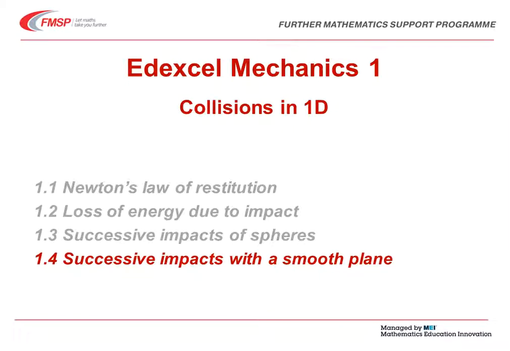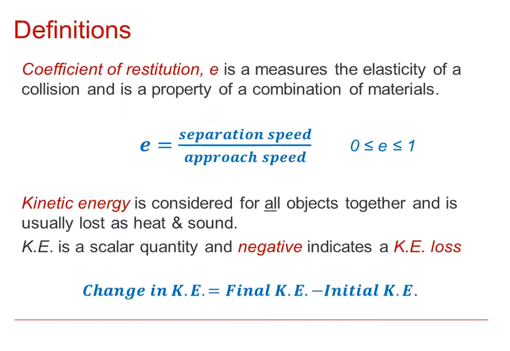At EDX Mechanics 1, collisions in 1D, successive impacts with a smooth plane. We've previously discussed the coefficient of restitution E, which is a measure of the elasticity of a collision, and it is a property of a combination of the two materials involved. E equals the separation speed divided by the approach speed and has a value between 0 and 1.